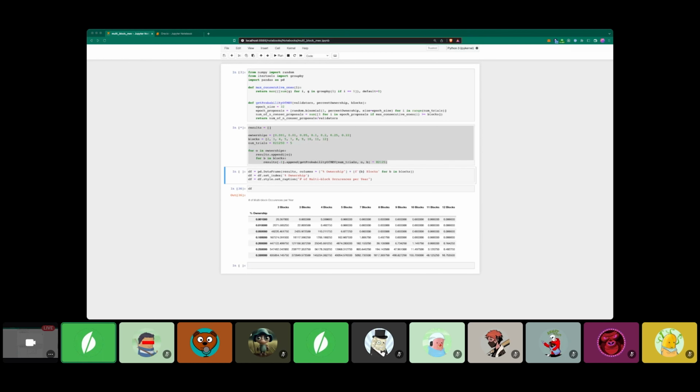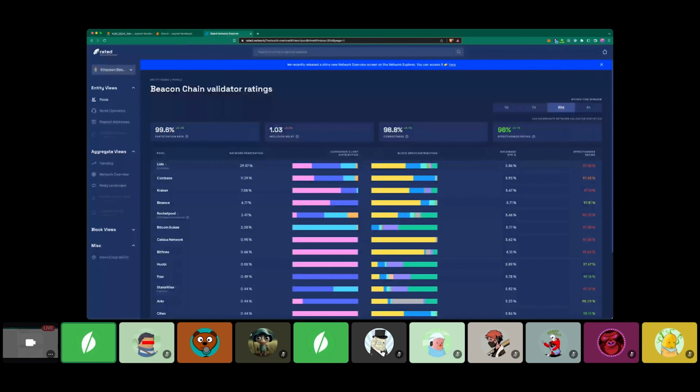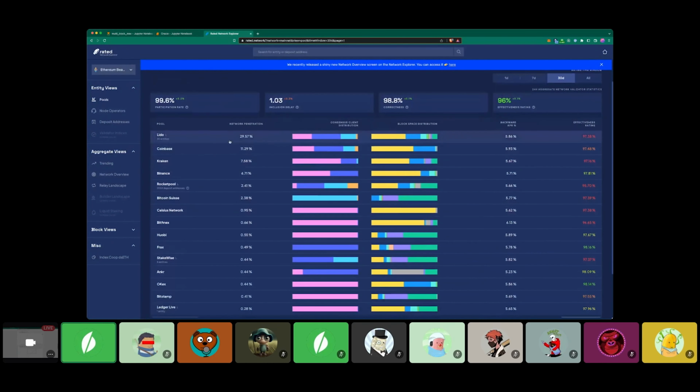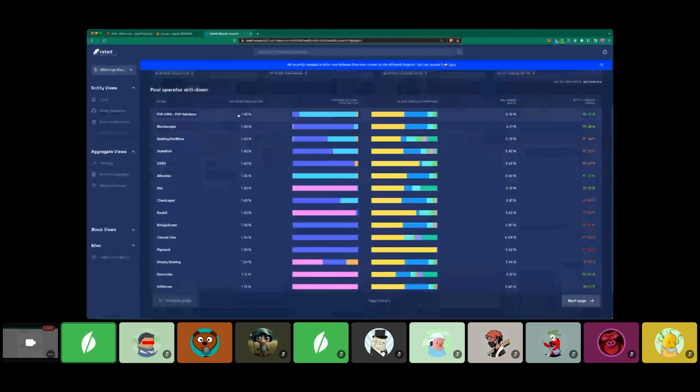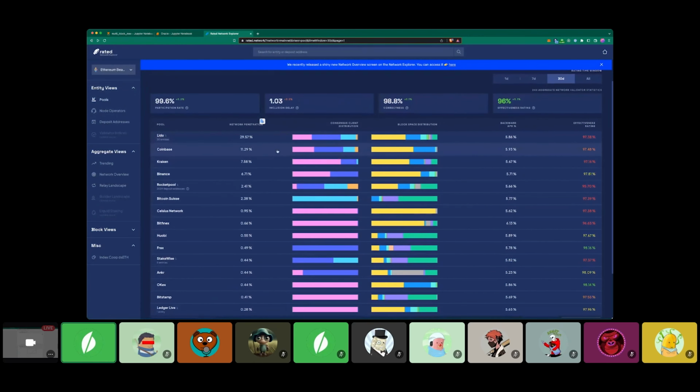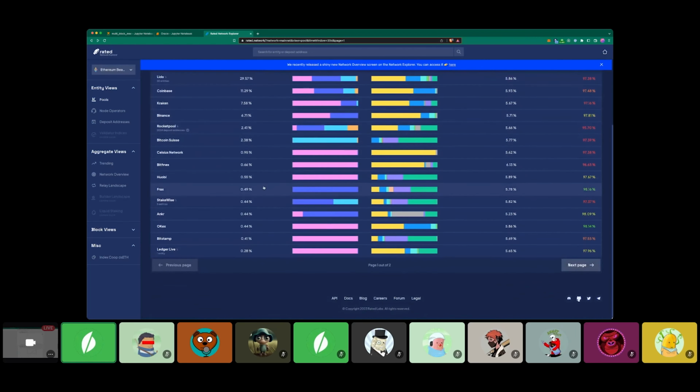So I guess to look at the top stakeholders on Ethereum, you can see that Lido has about 30% of the stake split across 30 different entities. I believe they all have about 1%, or it seems like they all have about 1.4%. These are different entities that are individually controlled and custodied. Coinbase is the single largest stakeholder at about 11.29%, Kraken at 7.58%, then Binance, et cetera.